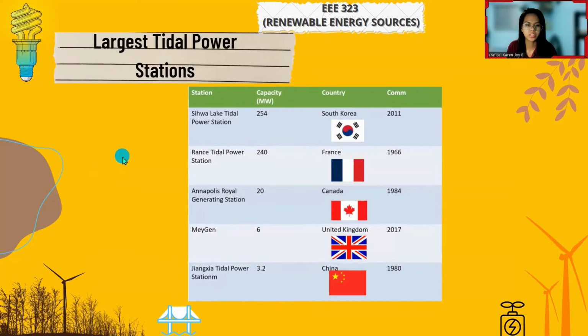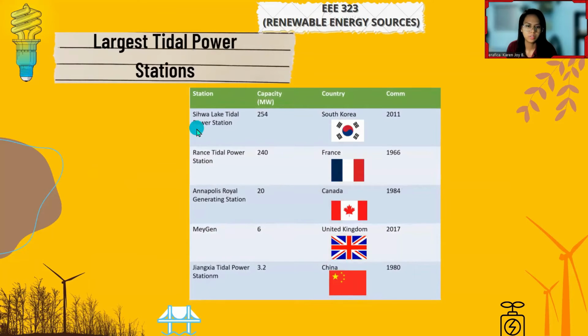Largest tidal power stations. So, meron tayong 1, 2, 3, 4, 5 largest tidal power stations. Ang pinakamalaki dito is the Sihwa Lake Tidal Power Station. Meron siyang 254 from South Korea noong 2011. Next is the Rance Tidal Power Station. Meron siyang 240 capacity from France noong 1966.